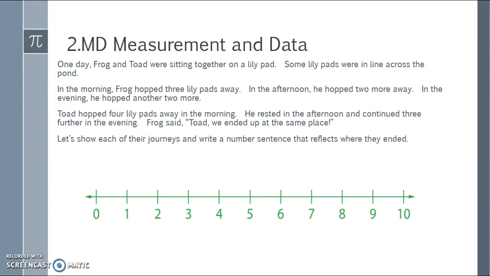So I have a number line here that actually is not an open one, but actually has the counting. So each number represents a lily pad.